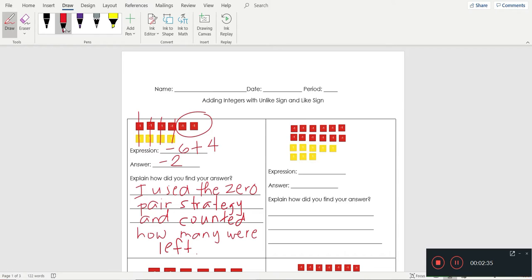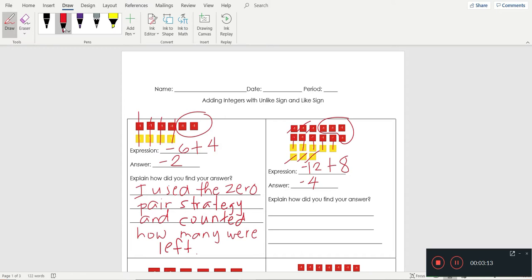Okay, next we have here, let's count the red. We have 1, 2, 3, 4, 5, 6, 7, 8, 9, 10, 11, 12. So negative 12 plus 1, 2, 3, 4, 5, 6, 7, 8. So I have 8. So that's the expression I have. Then I'll do zero pairs. I'll pair this one with this, and this one is paired with this, and here. So how many were left? It equals 4. So it's color red, so negative 4.